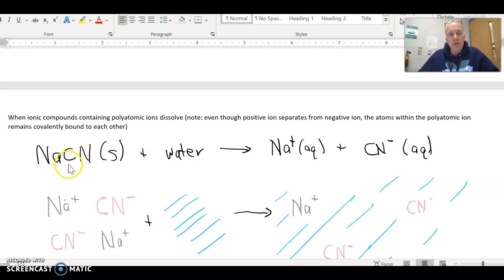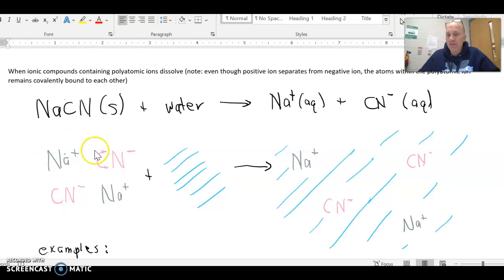So for example, sodium cyanide. If you were to have a crystal of sodium cyanide, your arrangement of atoms might be something like this. Notice that you've got your positive one charge something, you've got your negative one charge something. It's just that this is a monatomic positively charged something. This is a polyatomic negative one charge something. So this would be like a crystal of sodium cyanide. And when that dissolves, notice that the ions separate from each other. It's just that one of those ions is a polyatomic ion.